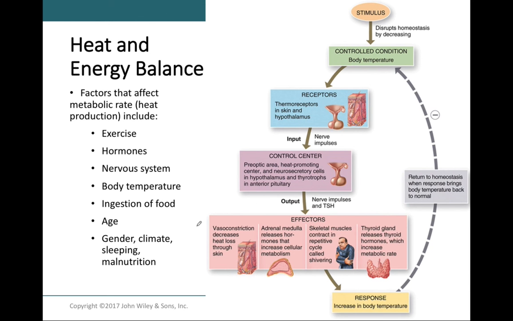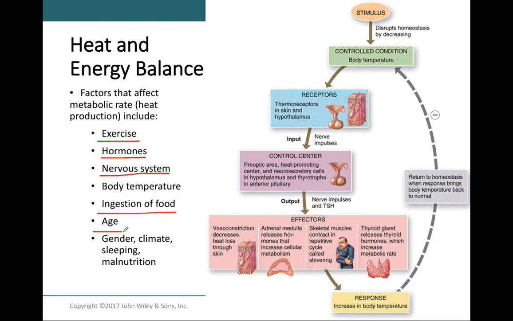You can see that there are a lot of factors that affect our basal metabolic rate. Our exercise levels is one in particular that's going to increase our basal metabolic rate. The more we exercise, the faster our metabolism is going to be. Hormones are also going to increase basal metabolic rate, such as thyroid hormone from the thyroid gland. The autonomic nervous system will play a big role here as well, but body temperature itself can also increase our basal metabolic rate. Higher temperatures tend to speed up metabolism, and ingestion of food will also pick up metabolism so that we can break down the substances that we just brought into the body.